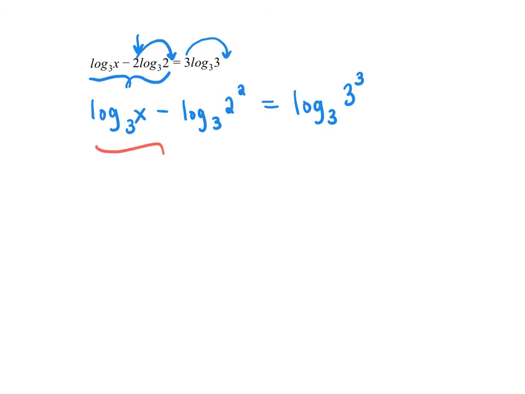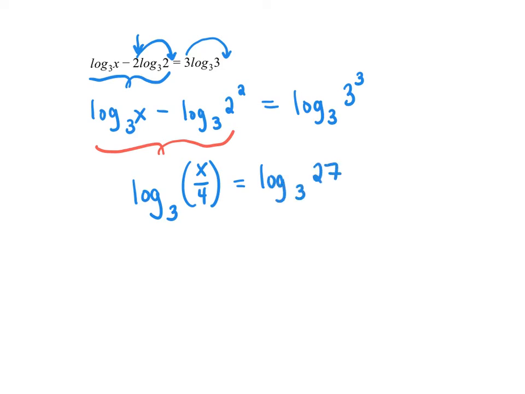So now I have to still put these two together before I can cancel my logs out, because the only way you can cancel is if you have one log equal to one log. So I have log base 3 of x over 4, because 2 squared is 4, equals log base 3 of 27, because 3 times 3 times 3 is 27. So now these logs will cancel.